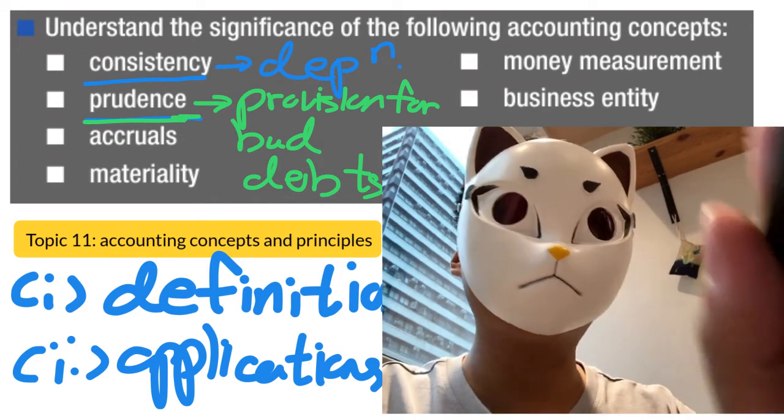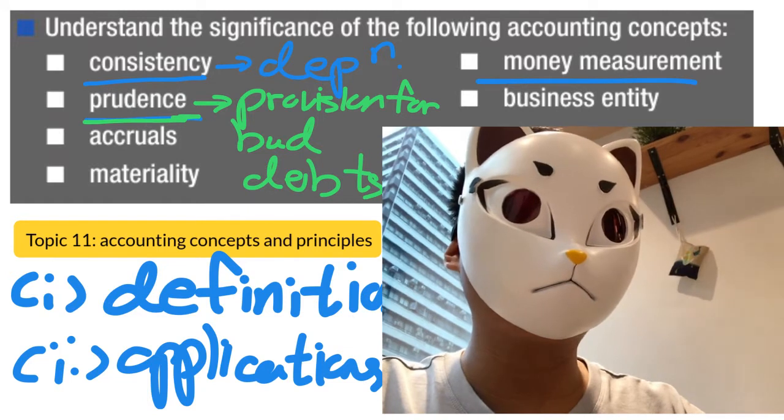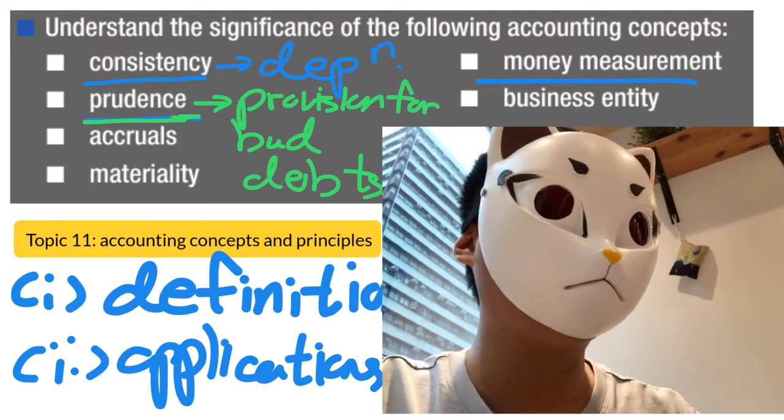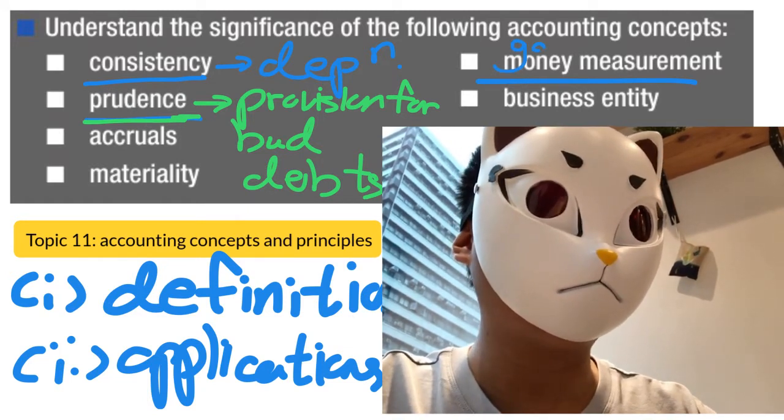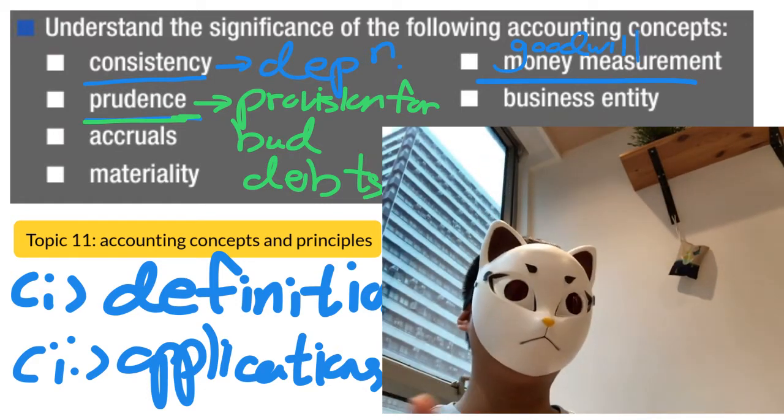Money measurement means we only record those things that can be measured by money. For example, goodwill would be very difficult.